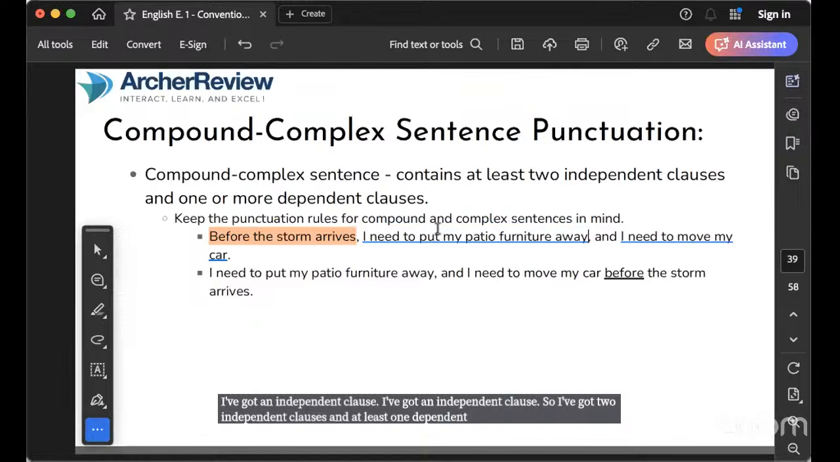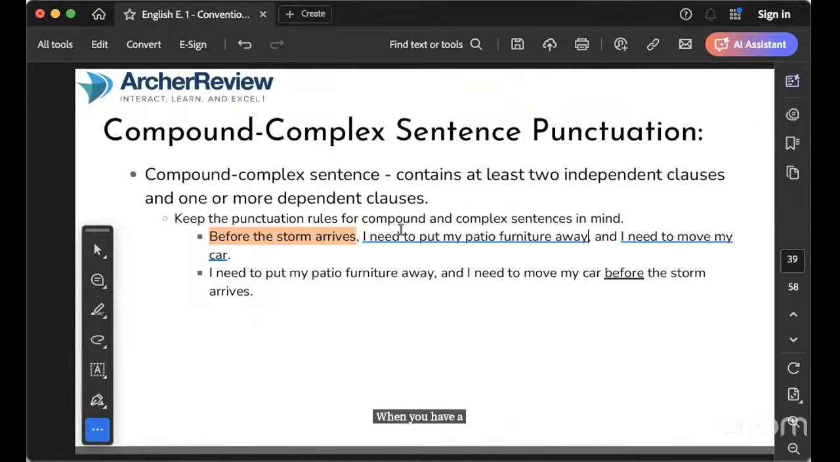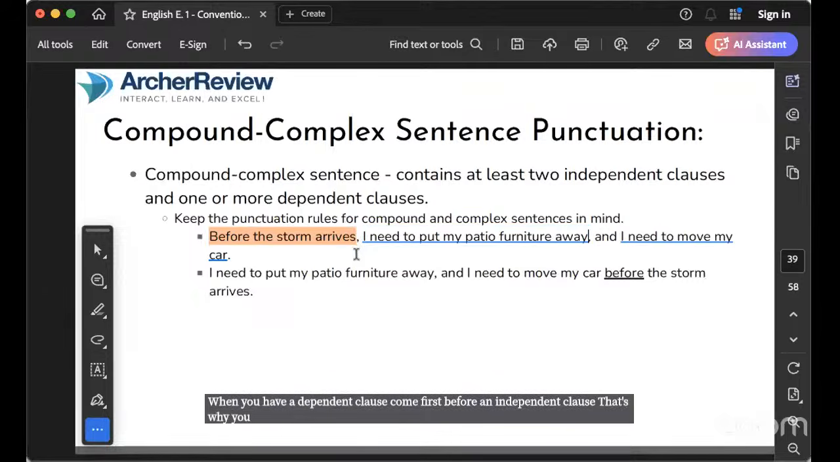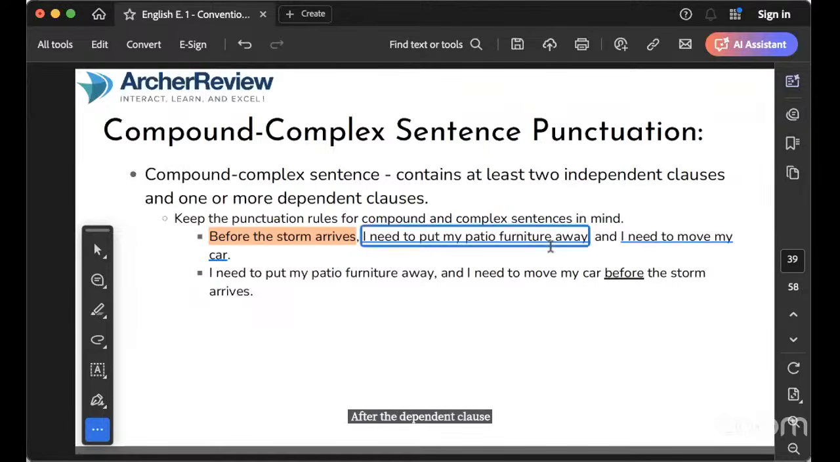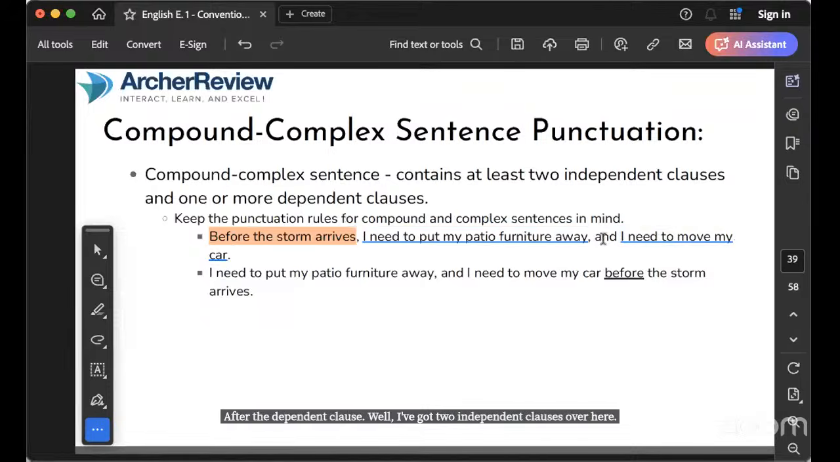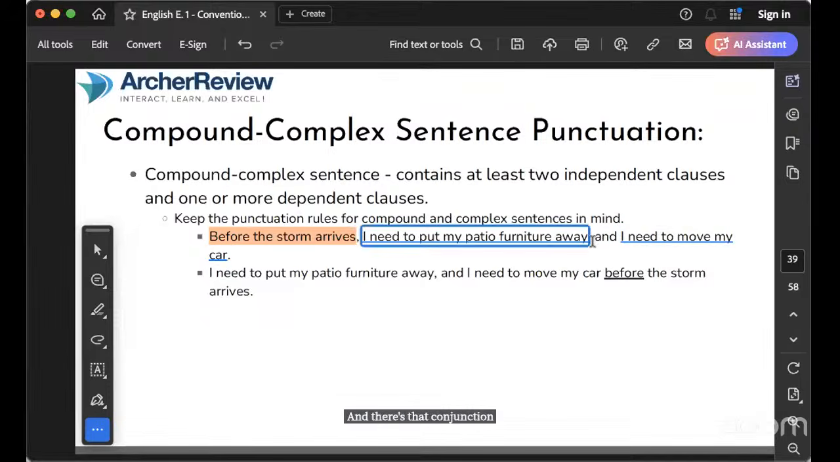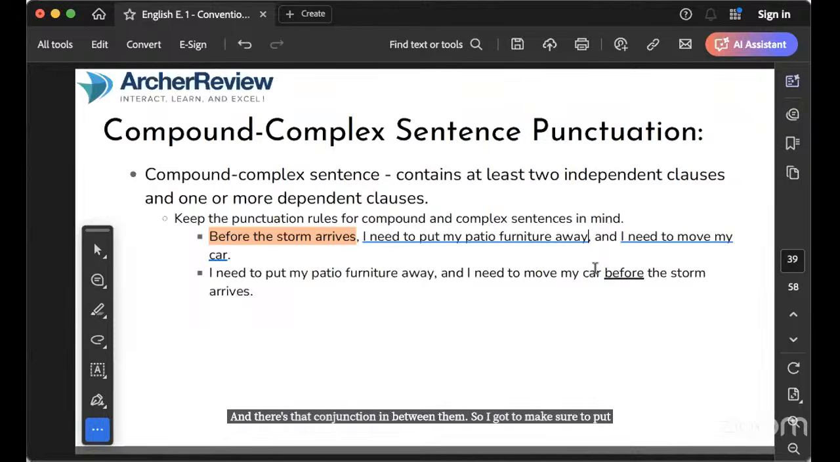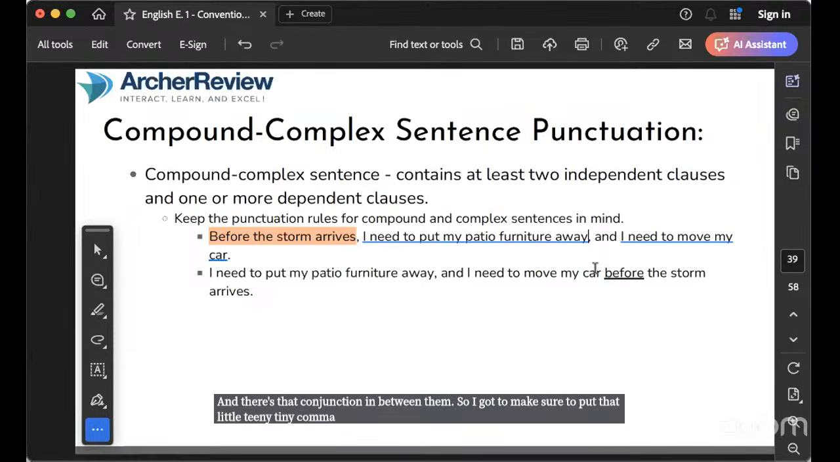So remember, when you have a dependent clause come first before an independent clause, that's why you have to put that comma. See that teeny tiny little comma right there? You got to put the comma after the dependent clause. Well, I've got 2 independent clauses over here, and there's that conjunction in between them. So I got to make sure to put that little teeny tiny comma right there as well.